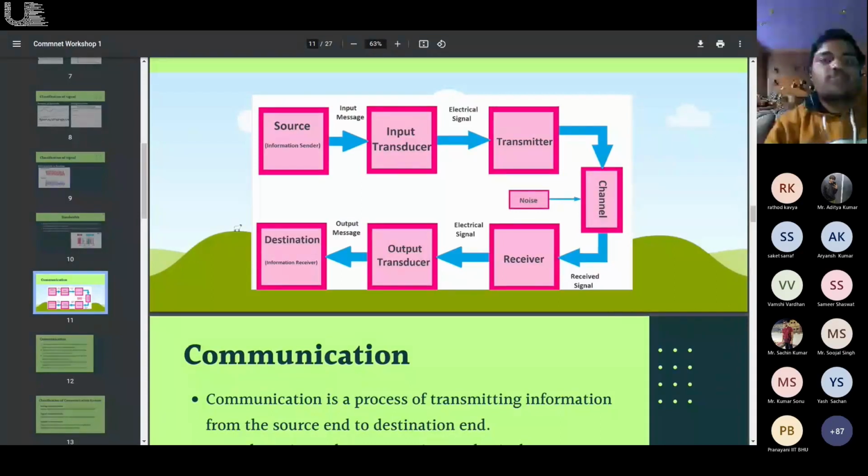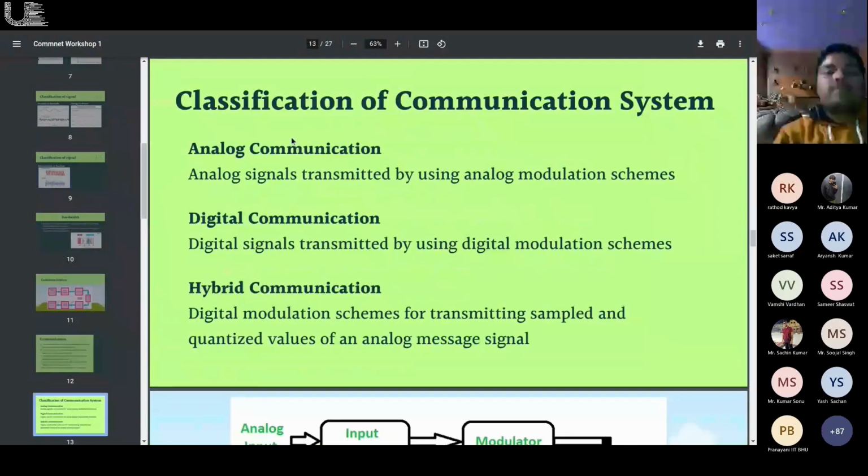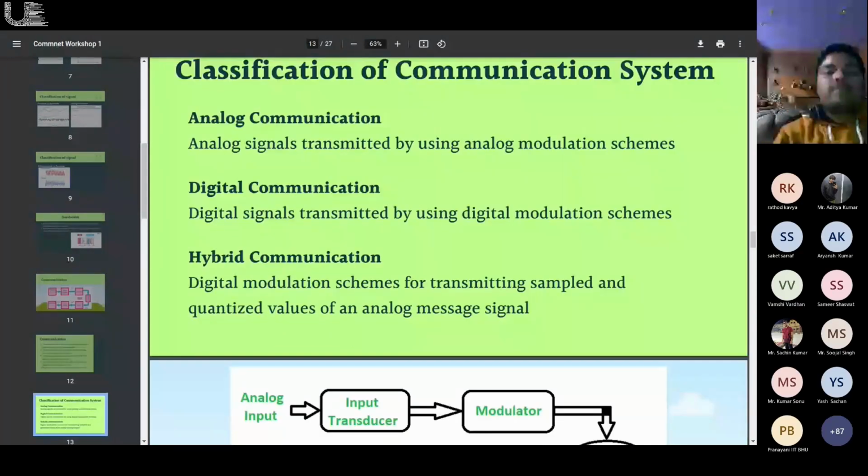No, so this is analog communications. We are not converting the analog signal into a digital signal. When we discuss this in the further workshops, we will also get this idea, and it will become more clear. In digital, signals are transmitted by using a digital modulation scheme.